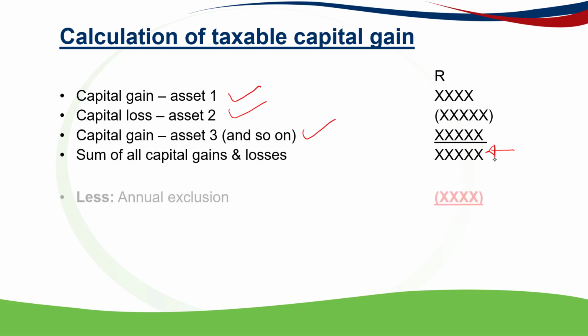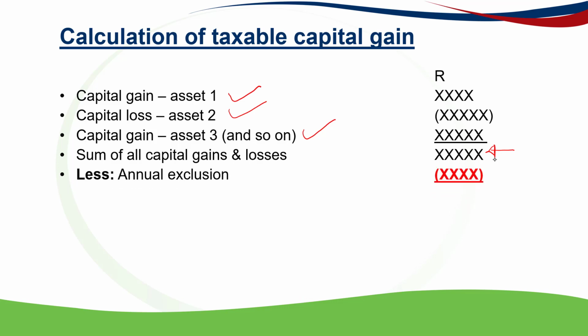The second step then is to deduct the annual exclusion. The annual exclusion is a fixed amount. We will discuss what amount it is in the third video where we have our examples. If the taxpayer has a capital loss, the sum of the capital losses must be reduced by the annual exclusion. Please note that when a taxpayer dies during the year of assessment, the annual exclusion is a higher amount than when the taxpayer is still alive.